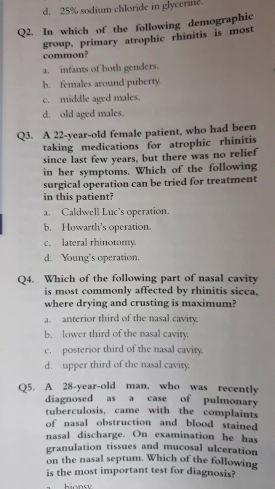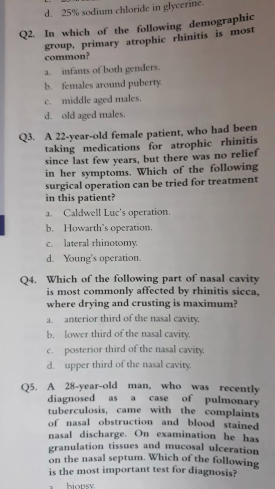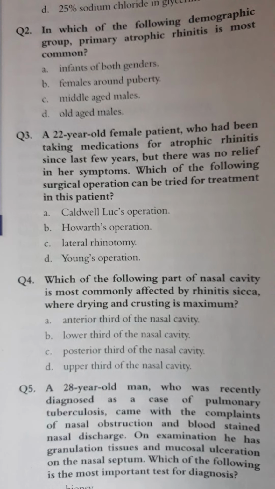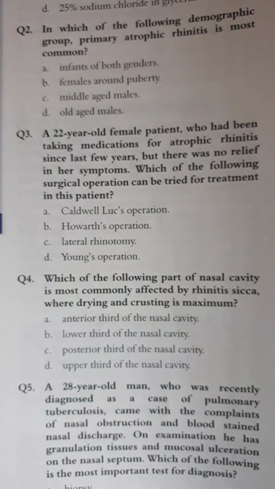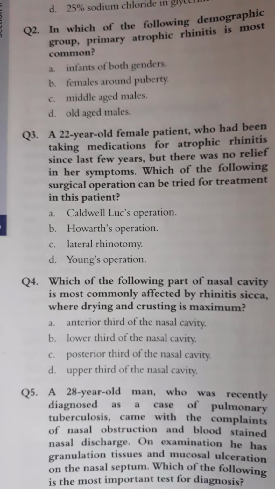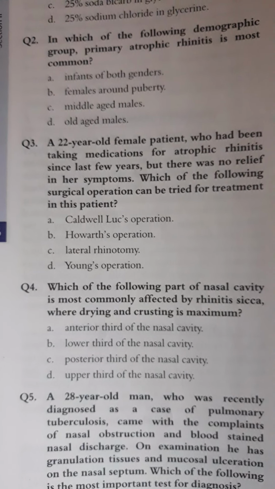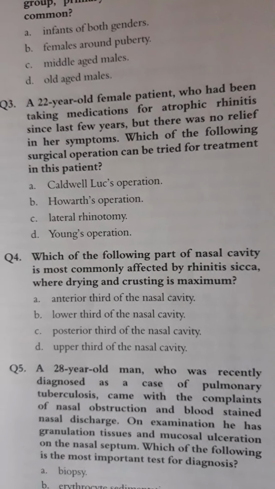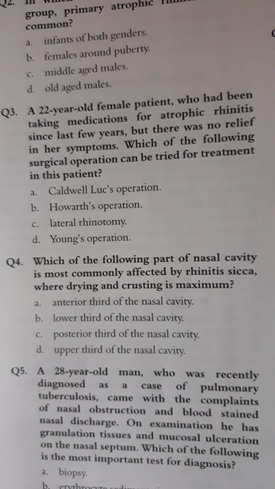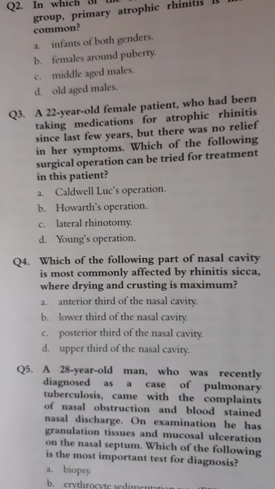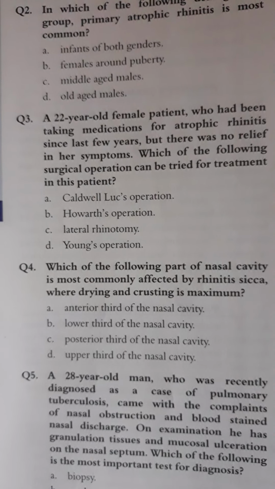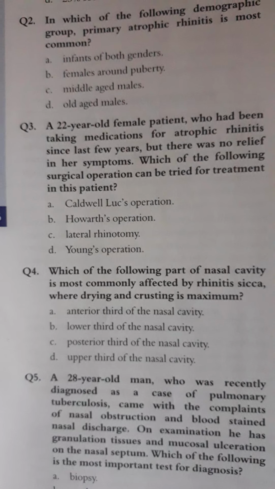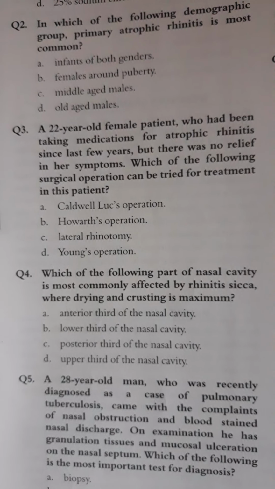MCQ 4. Which of the following parts of the nasal cavity is most commonly affected by rhinitis sicca, where drying and crusting is most common? Answer is the anterior third of the nasal cavity. The difference between rhinitis sicca and atrophic rhinitis is that in rhinitis sicca, the crusting is not foul-smelling, and it occurs in people who work in a dry, hot, and dusty environment.